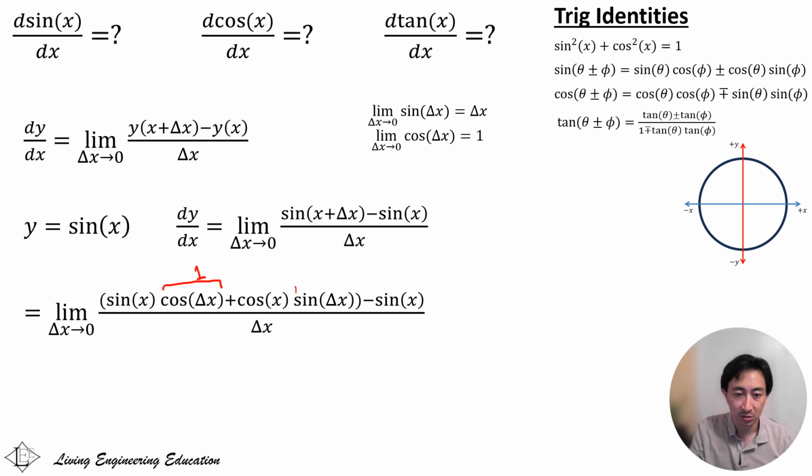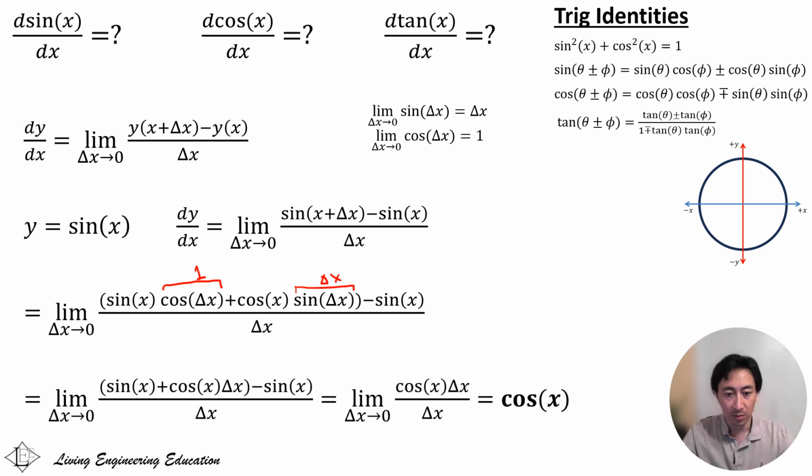Sine delta x, I can replace this with delta x. Okay? So then my equation simplifies to sine x times 1, that's sine x, plus cosine x times delta x, that's the term right there, minus sine x. So that's my numerator. So remember, we're still taking this at the limit of delta x approaching 0.